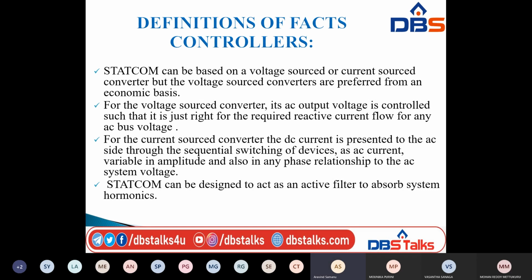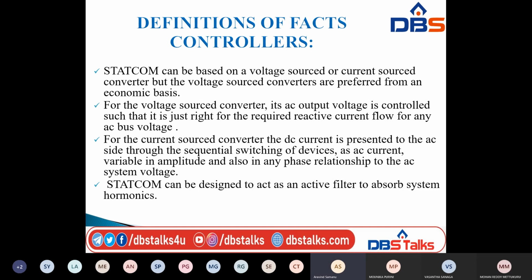In the current source converter, here we have the DC current. Actually in the voltage source converter we have the AC output voltage. Here the DC current is presented to the AC side through the sequential switching of devices, as AC current variable in amplitude and also in any phase relationship to the AC system voltage.